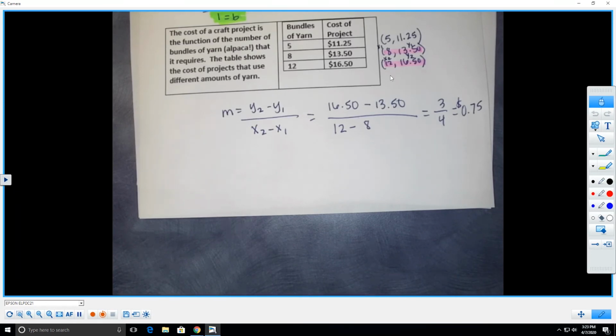We're almost there. Now use one of the ordered pairs and the rate of change to find the initial value, or y-intercept.